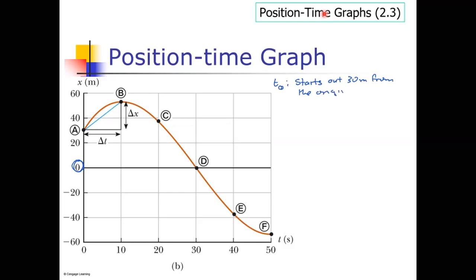All right. So at time equals 0, its position, and we're going to call this on the x-axis, its position is at positive 30 meters. So at time equals 0, it started out at a position that's 30 meters away. So that's what point A represents here.